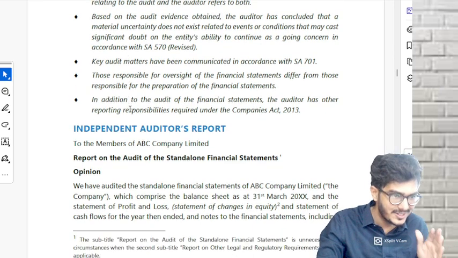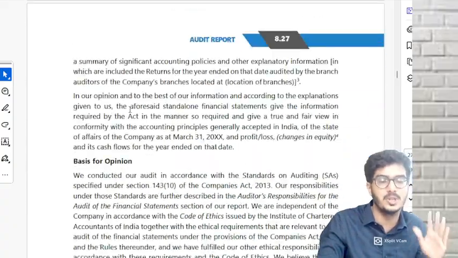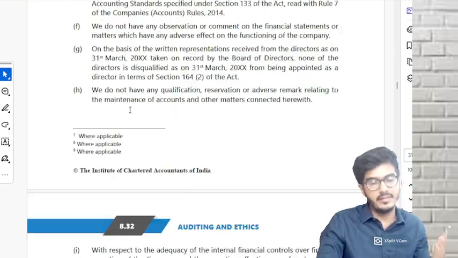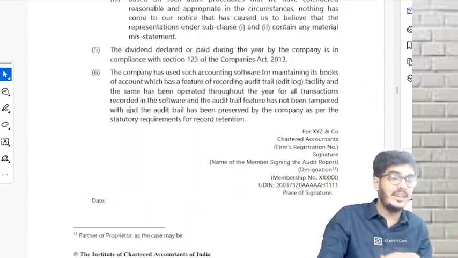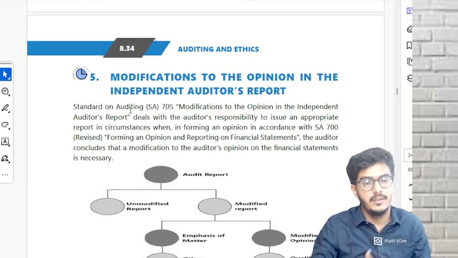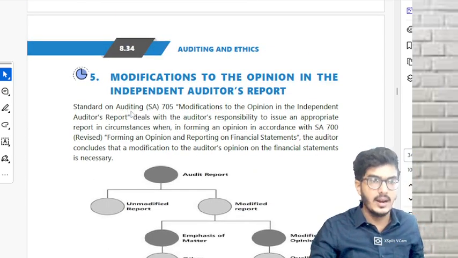Then this entire page, right from 8.26, they have given a sample auditor's report. Do you think they're going to ask you for 4 marks the entire auditor's report? Skip from here till the next 7-8 pages. They have given a sample. Never ever in ICAI's history have they asked a question from it. With this, we are done with SA 700. Done?